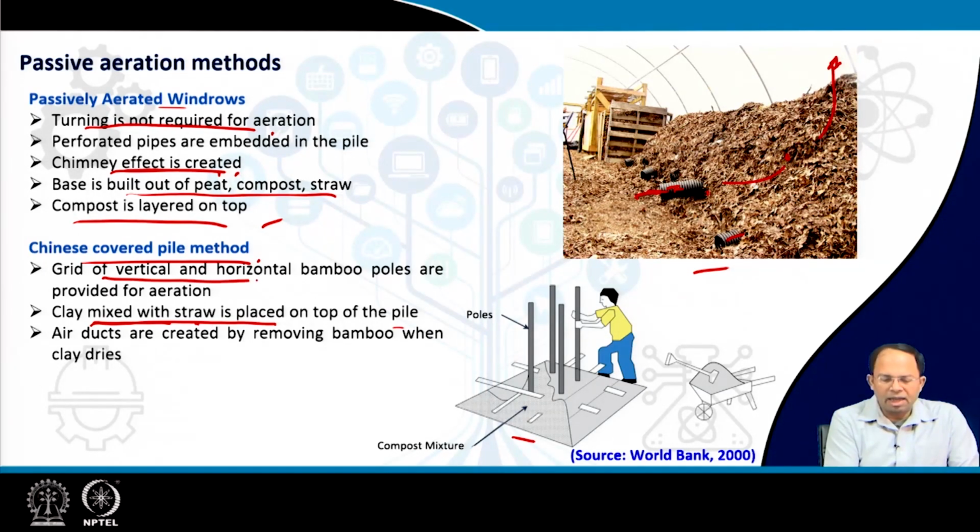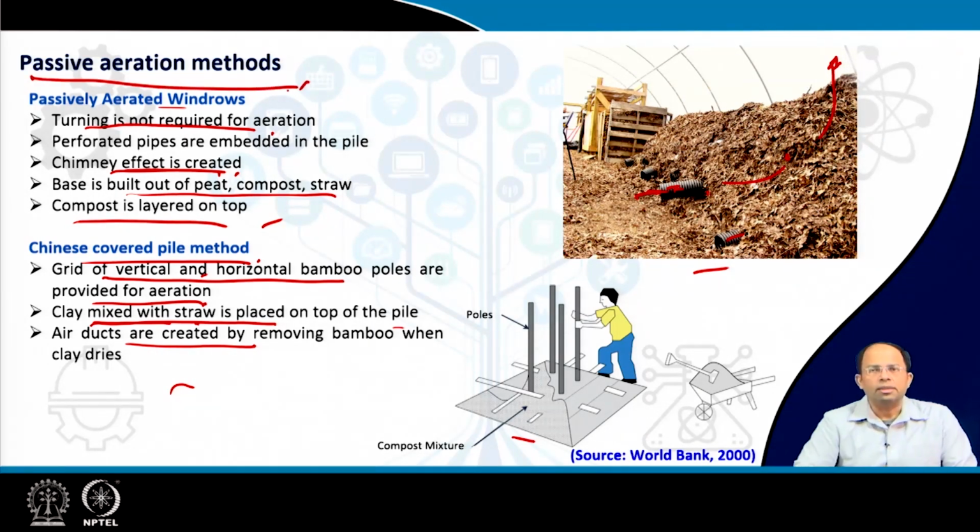Then a grid of vertical and horizontal bamboo poles is provided inside this particular pile, and what we do is, once the clay dries up, we remove these poles, and this creates air ducts, which creates the aeration that is required for this pile. So here we are not putting in pipes, but instead bamboos are put in and then removed, so that those air channels are created through which air can go inside the pile. So this is called passive aeration methods.